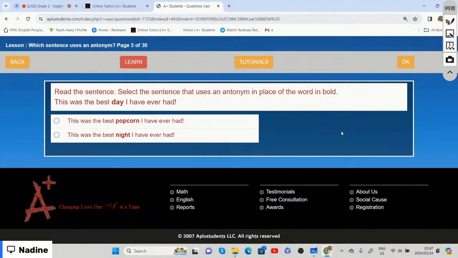What is the opposite of day? Is it this was the best popcorn I've ever had, or this was the best night I've ever had? So we said the opposite of day. All right, and the opposite of day, we would then say it is night. So well done, great job.